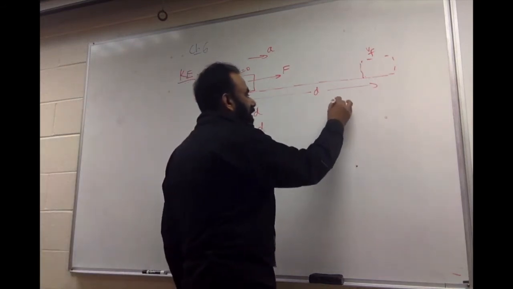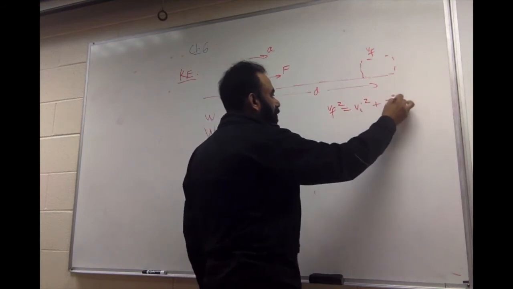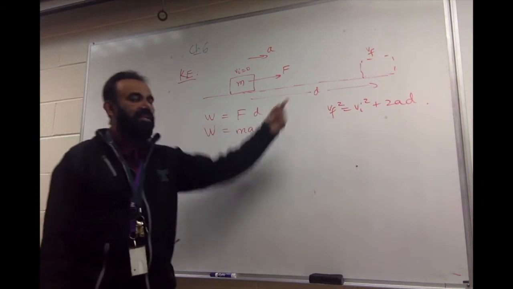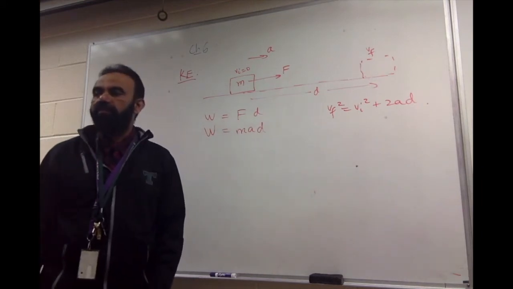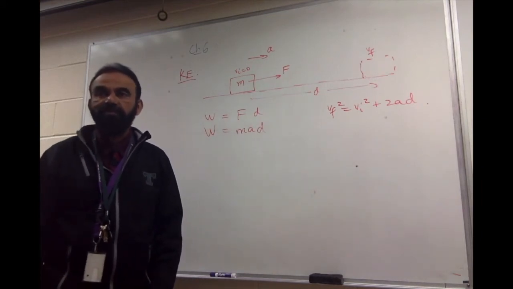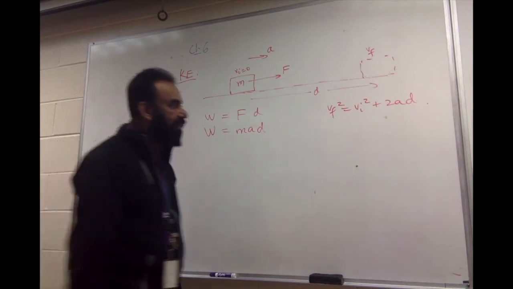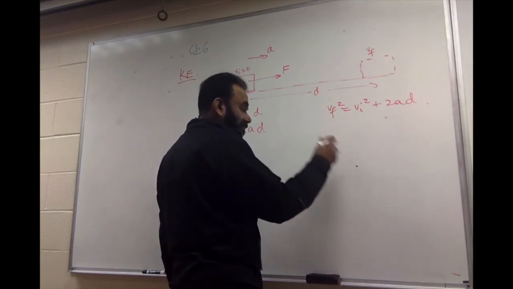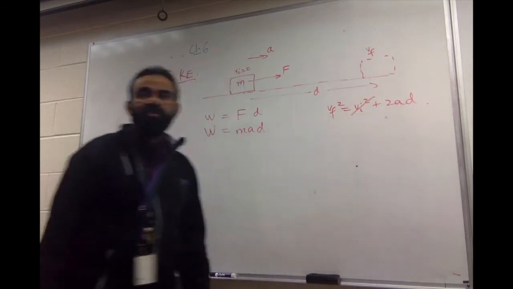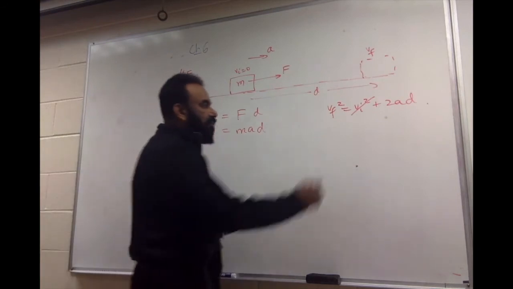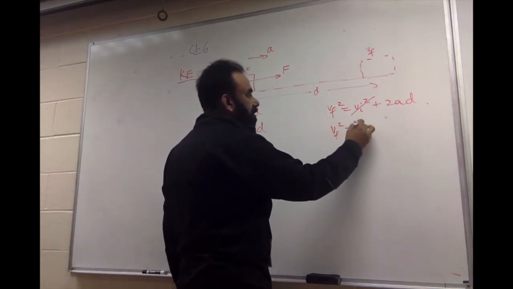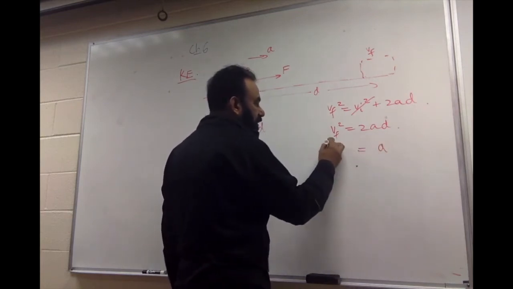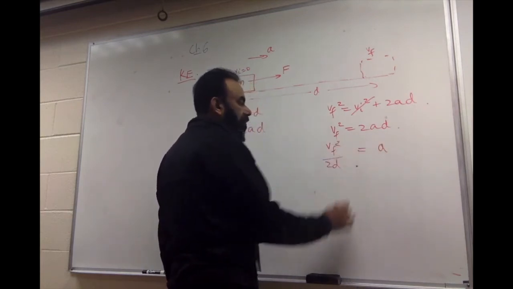Vf squared is equal to Vi squared plus 2ad. Right? d is, in this case, the displacement. We used to use x as a displacement. Now, putting numbers into it, Vi squared is 0 because I start from rest. And so we see that Vf squared is equal to 2ad. So acceleration is Vf squared over 2d.